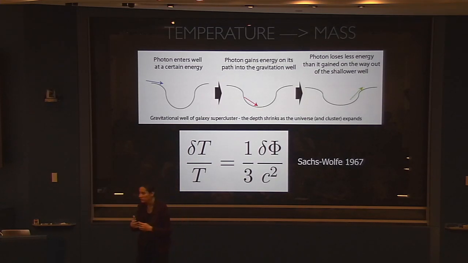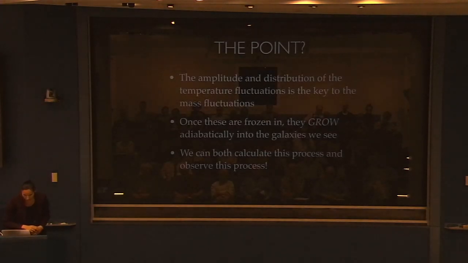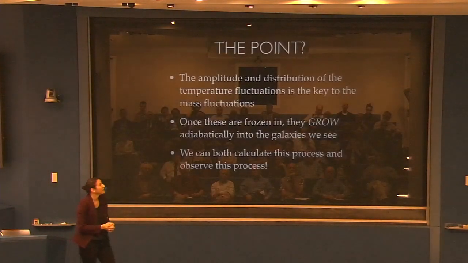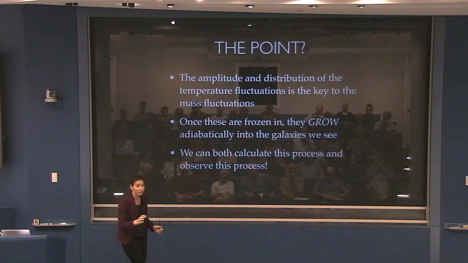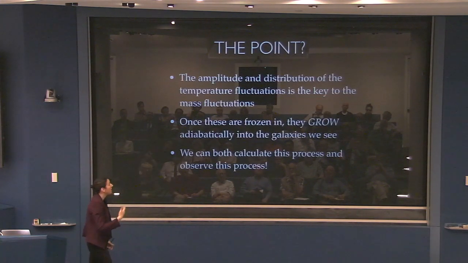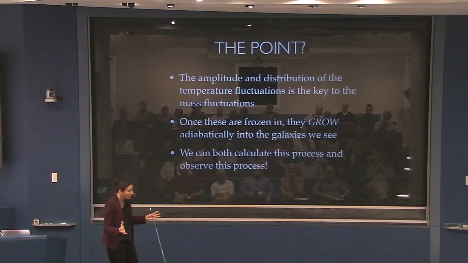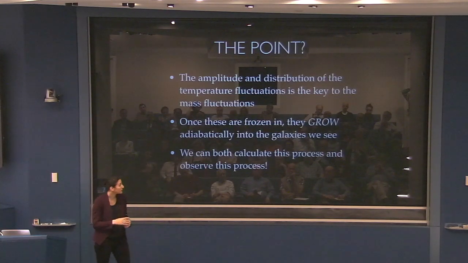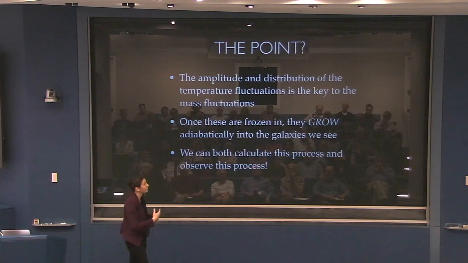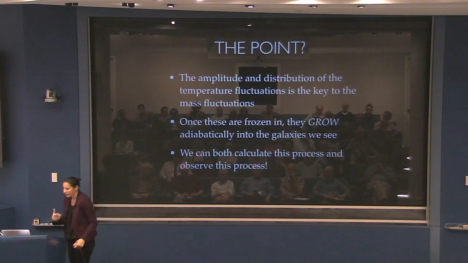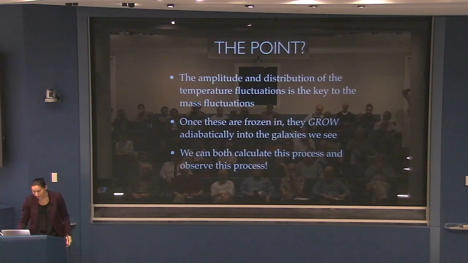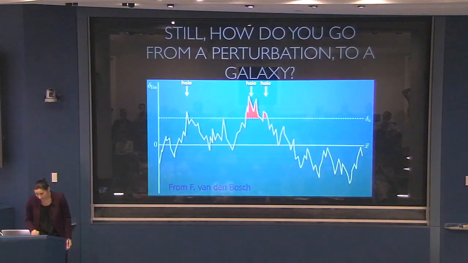And that's precisely what you need in order to make galaxies and clusters of galaxies. So the point here is that the amplitude and distribution of these temperature fluctuations is really the key to understanding the mass fluctuations. And then the mass fluctuations, once they're frozen in at the surface of last scattering, they grow into the galaxies we see today. And we can both calculate this process numerically and semi-analytically, and we can observe this process.